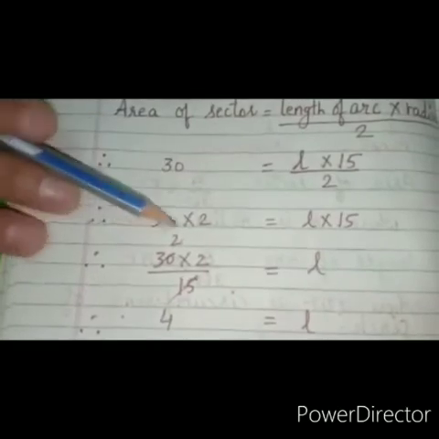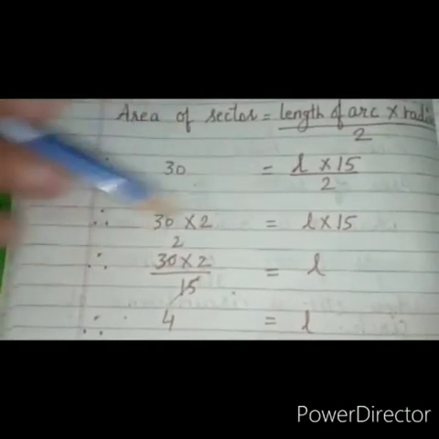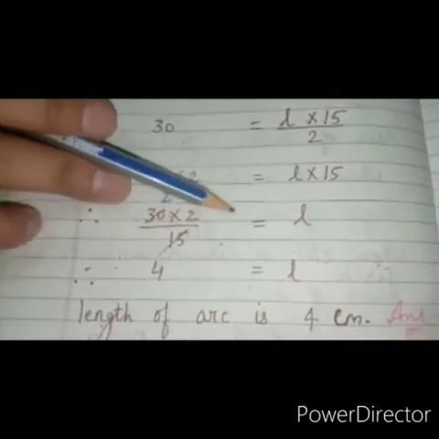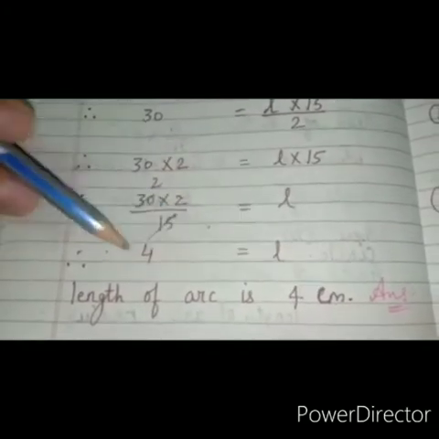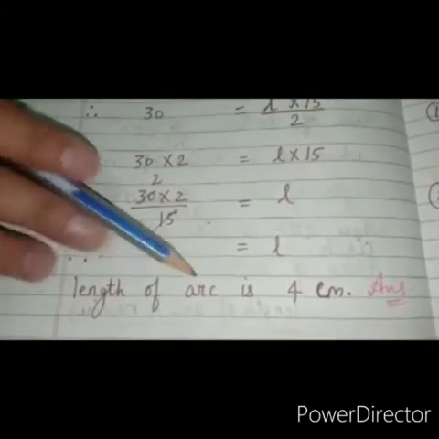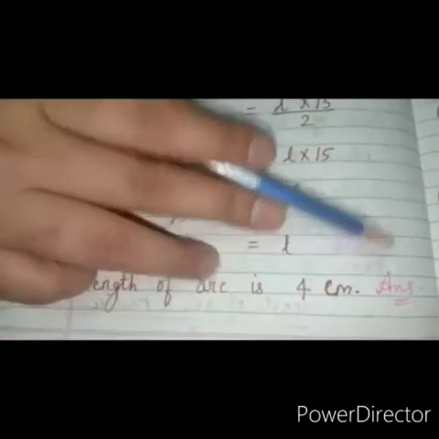2 has come here, 30 multiply 2, L into 15. Now this becomes 30 multiply 2 upon 15 is equal to L. Now the length of arc is 4. So the length of the arc is 4 centimeter.